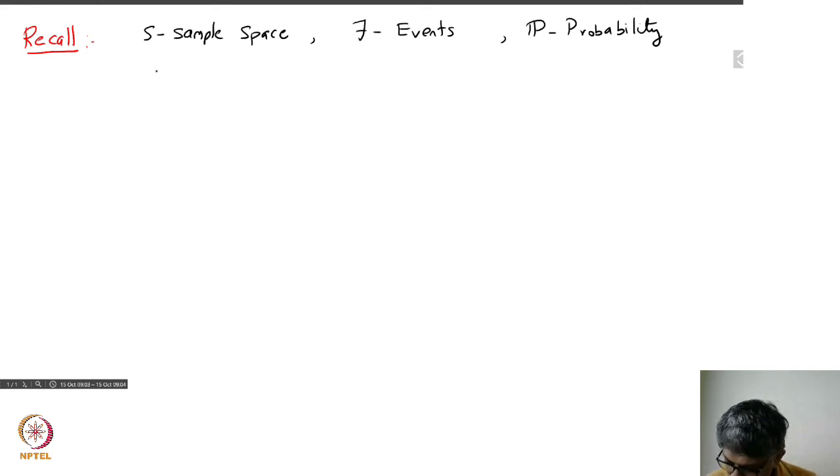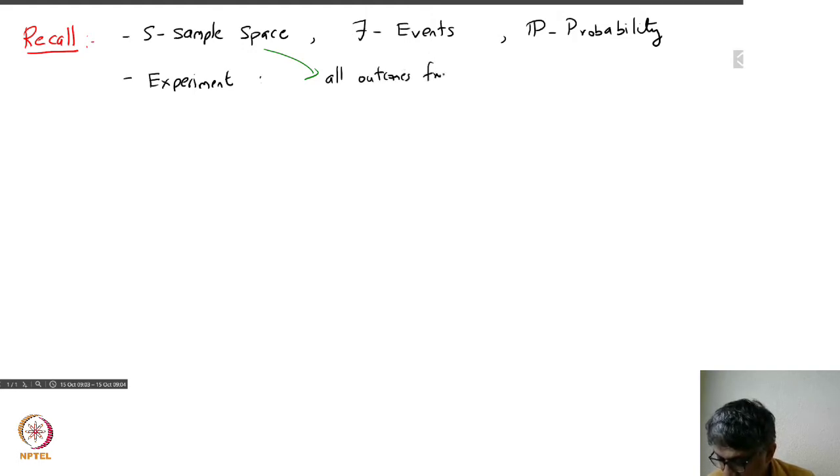Now each of these was connected to an experiment, and the sample space was thought of as all possible outcomes that come from the experiment. And you could think of even the experiment as selecting one outcome from the sample space. And events are the quantity we are interested in, and P is the chance that a particular event might occur in an experiment.